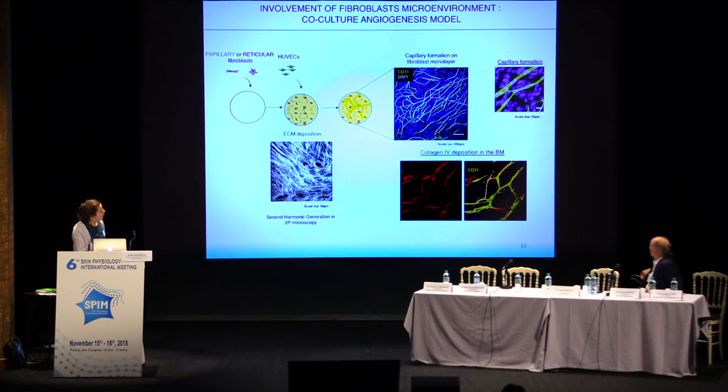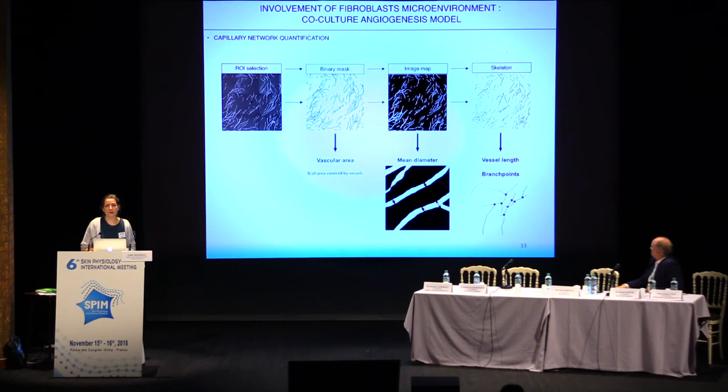After a week, we can observe capillary formation using the endothelial marker CD31. You can see that we have capillary formation on top of fibroblast layers, and in this model we have capillaries that are mature, as indicated by deposition of type 4 collagen. I then quantified the vascular network formed in this model, using a macro that was developed at the laboratory. To do so, we imaged the whole cell culture well, and then we chose a region of interest. We then generate a binary mask from which we deduce the percentage of area covered by vessels, which we refer to as vascular area.